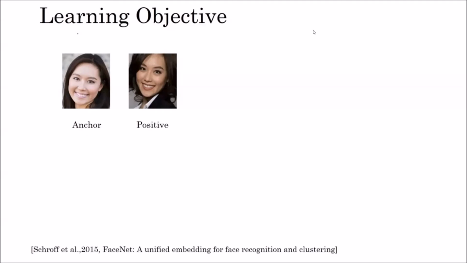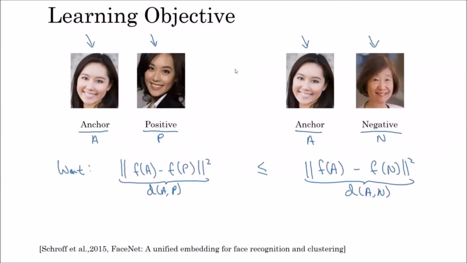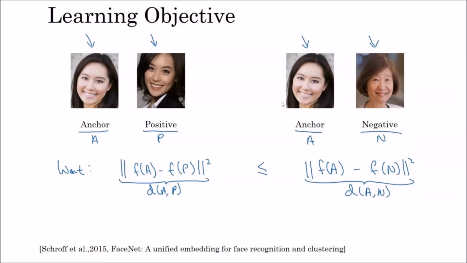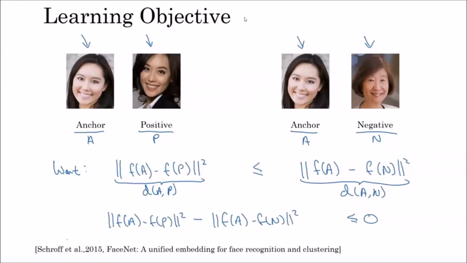And we are taking a negative image. What is this negative? This indicates that this negative image doesn't belong to the same person. So for the anchor and the positive, the degree of similarity will be very less. And for the anchor and negative, the degree of similarity will be very high, which indicates that the image does not belong to this particular person.